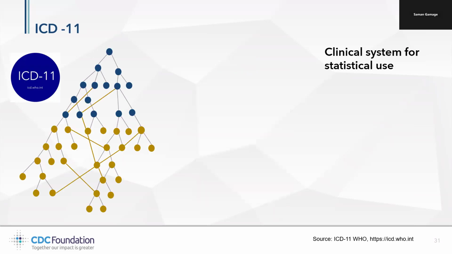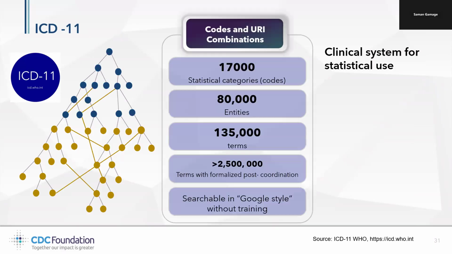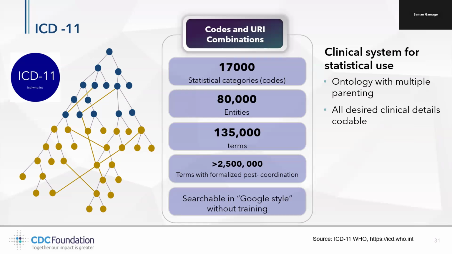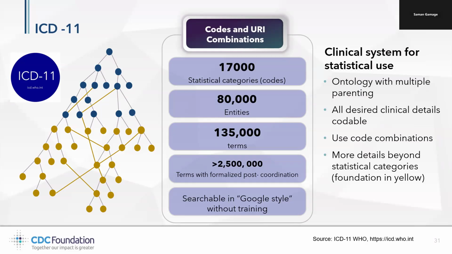However, ICD-11 is a clinical system for statistical use, which has 17,000 statistical categories. That means codes, 80,000 entities, 135,000 terms, and 2.5 million terms with formalized post-coordination. It is searchable in Google style with very minimal training. So it has an ontology with multiple parenting. All desired clinical details are codable, and we can use code combinations and more details beyond statistical categories.